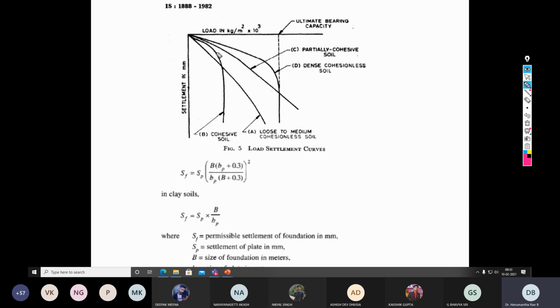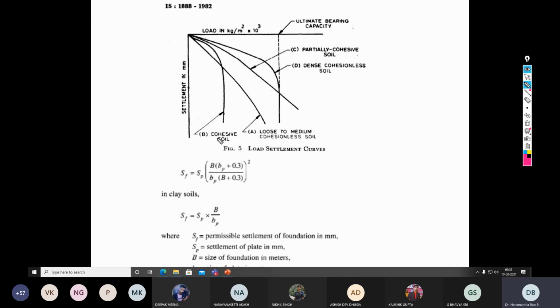Suppose there is a failure in the soil, there is a sudden abrupt termination of the graph. Otherwise you can continuously record the settlement even if there is no increment in the load. But if you look at these four graphs, all four graphs are unique. Then how shall I interpret the ultimate bearing capacity of the soil?